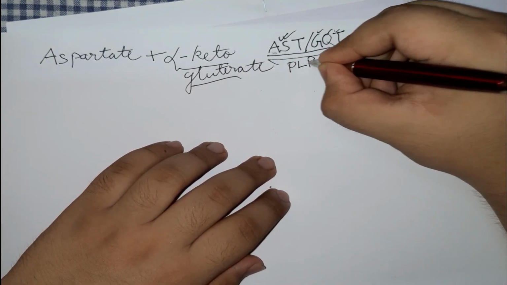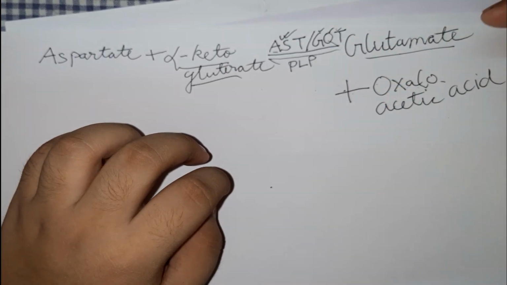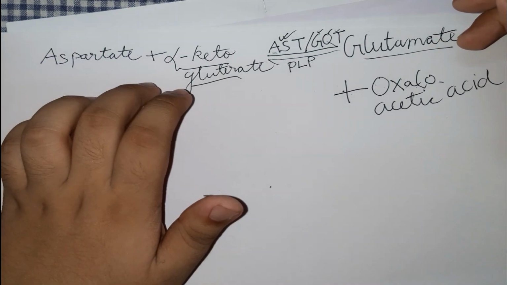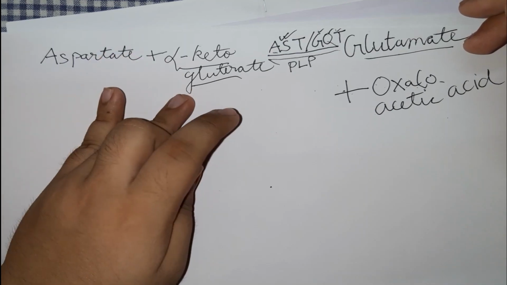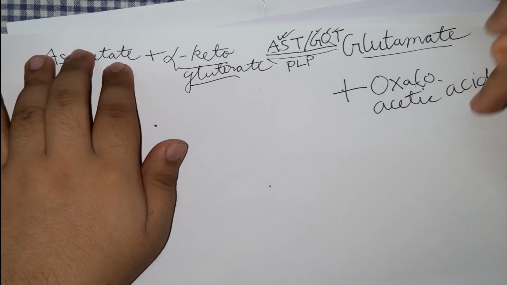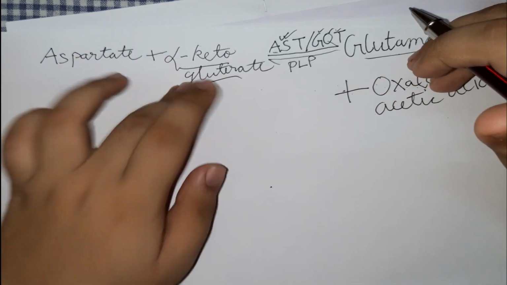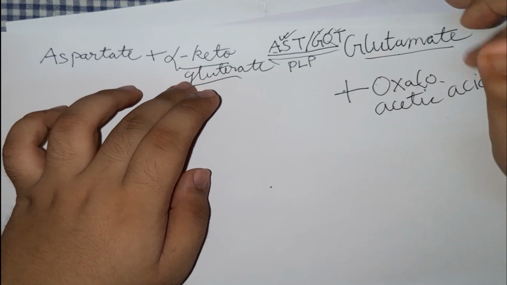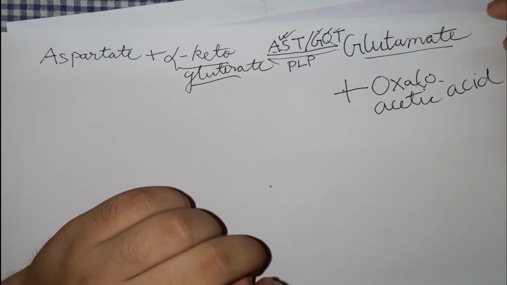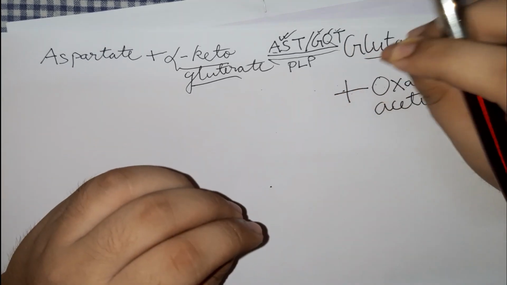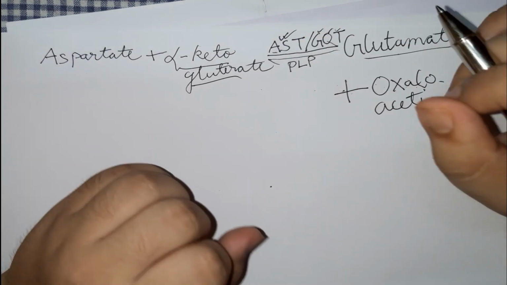Obviously, we are using pyridoxal phosphate here. So there is a reversible transfer of the amino group from aspartate to alpha ketoglutarate. Aspartate hence forms oxaloacetic acid, which is its corresponding keto acid, and alpha ketoglutarate hence forms glutamate, which is its corresponding amino acid. This is transamination, and this is exactly what happens with amino acids when they are first absorbed.